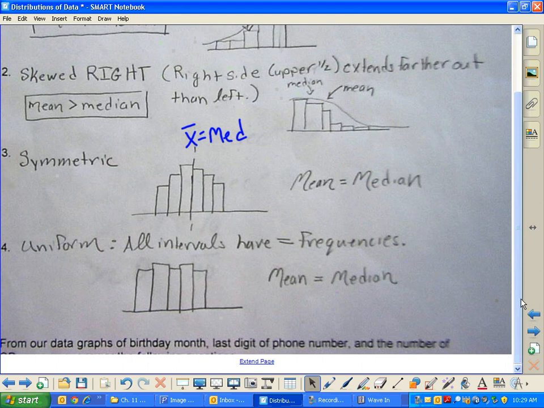I did want to take just a moment when you're done copying down your shapes to talk about your homework for tonight.